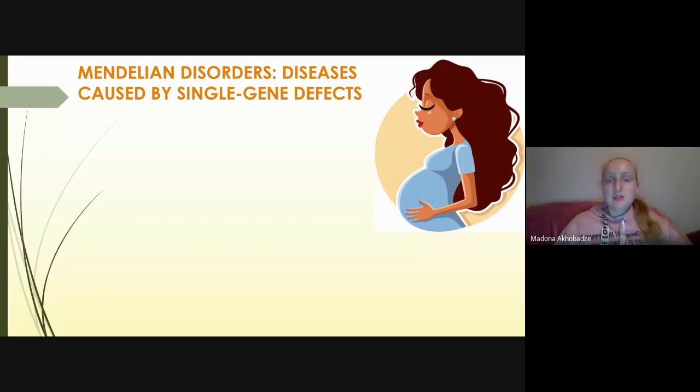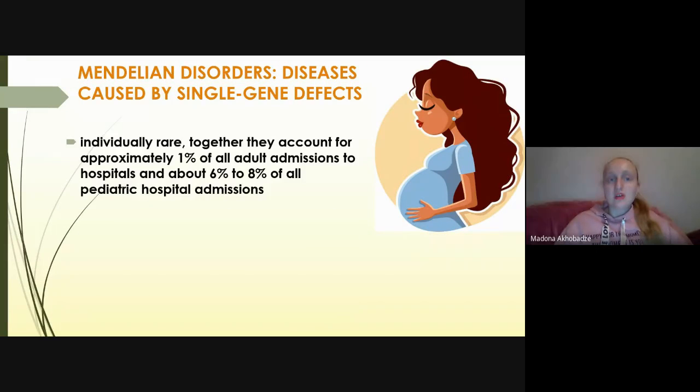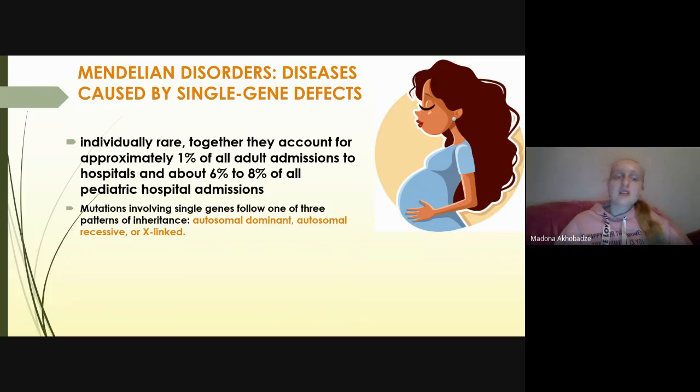So Mendelian disorders that are caused by a single gene mutation are very rare. Together they account for approximately 1% of adult admissions and 6 to 8% of pediatric admissions. But that does not give us the reason to think that they are solely of pediatric age. Okay, and they follow four rules of inheritance: autosomal dominant, autosomal recessive, X-linked dominant, or X-linked recessive.